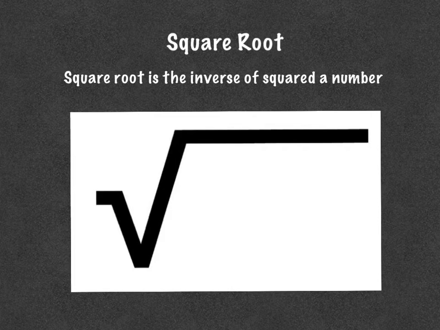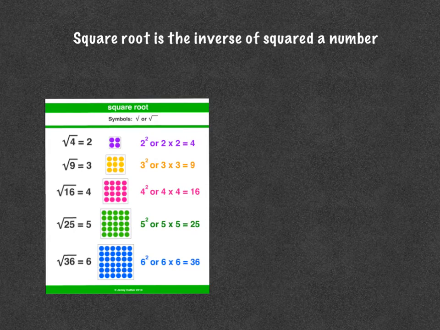So this is our sign for square root. It looks a little like a division sign, but it has this little hook on the end, a little check mark almost. So that's what our square root sign is. So what that means is that if we have, for example, the square root of 4, it's going to equal 2.